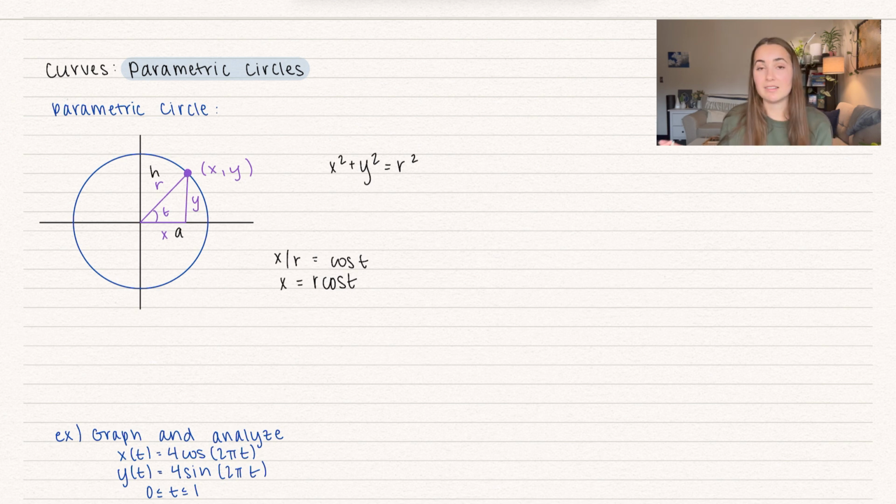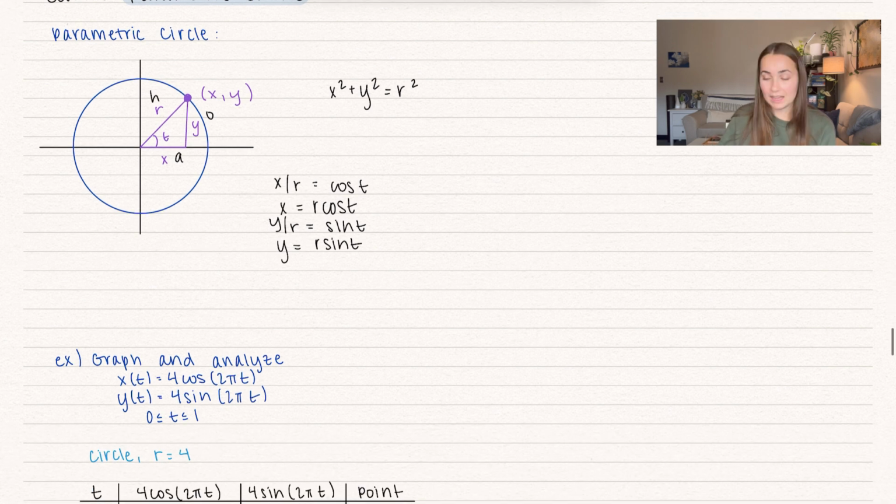Now I'm going to do the same thing for my y. I know y is going to be the opposite leg, so I'm going to have opposite over hypotenuse, which is sine. So y divided by the radius is equal to sine of t. So here, if I multiply the radius over, I get y is equal to r times sine of t. So that's how we get the equation, right? We get that x is equal to r cosine of t, and we get y is equal to r sine of t. Now let's go ahead and use this.